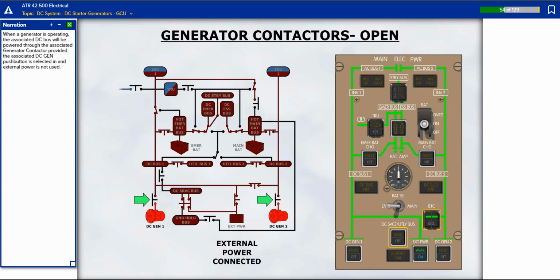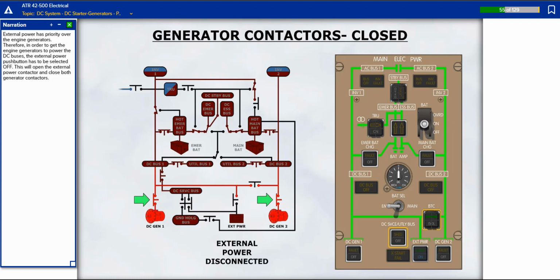When a generator is operating, the associated DC bus will be powered through the associated generator contactor, provided the associated DC generator push button is selected in. External power has priority over the engine generators. Therefore, in order to get the engine generators to power the DC buses, the external power push button has to be selected off. This will open the external power contactor and close both generator contactors.